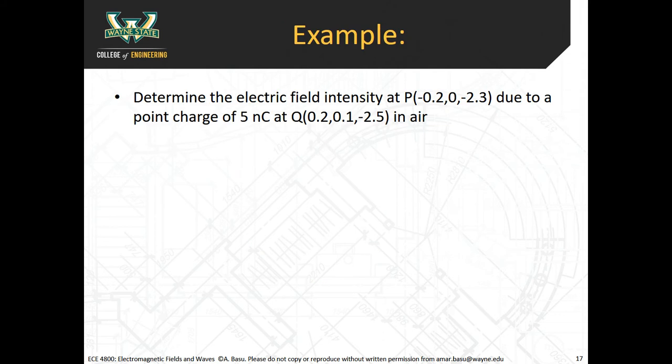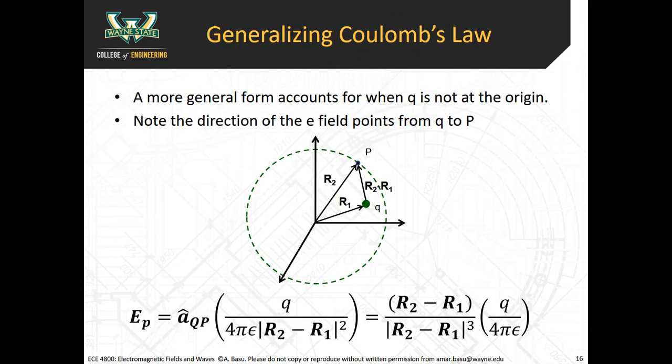All right, so here's another example. Find the electric field intensity at negative 0.2, 0, and 2.3 due to a point charge of 5 nanocoulombs at point Q, located at 0.2, 0.1, and negative 2.5, in air. I would like everyone to try this. Go ahead and copy down this formula, because you'll be using it: R2 minus R1 divided by the magnitude of R2 minus R1 cubed, times Q over 4 pi epsilon.